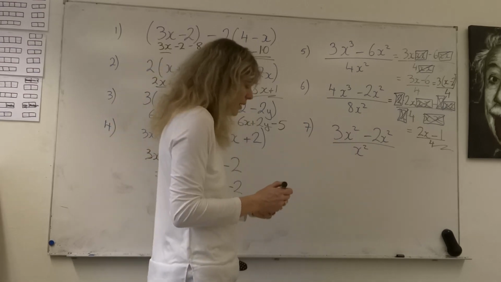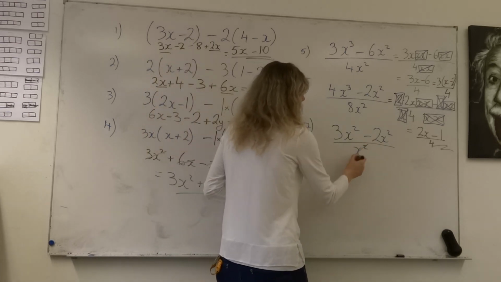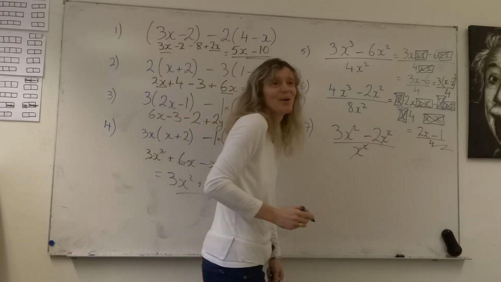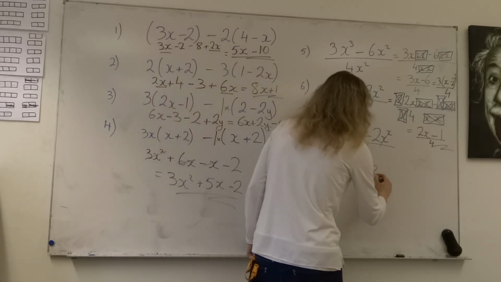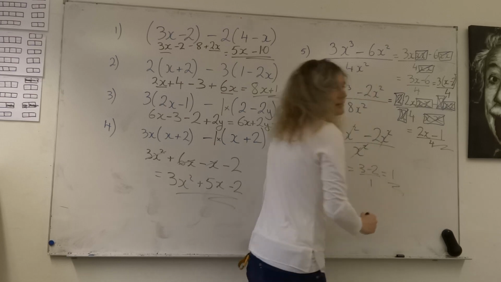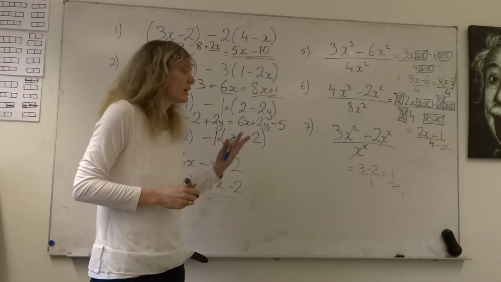The next one, well, this was a bit of a trick one. You should notice straight away. Here's x squared, and here's x squared. So you end up with equals 3 minus 2 divided by 1, which is 1. So that one had a simple solution, giving you the answer 1.